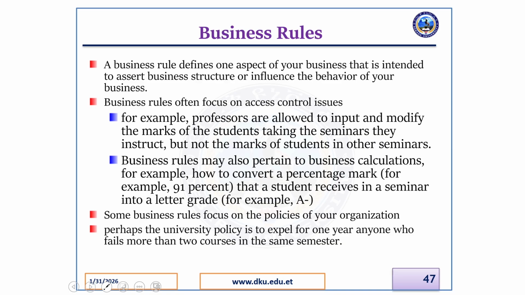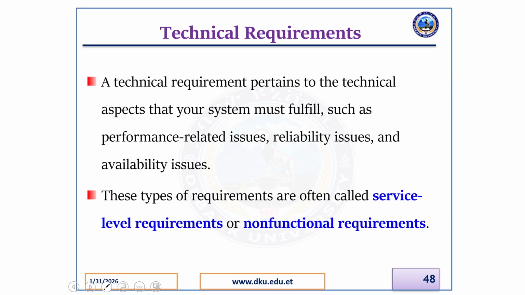Business rules may also pertain to business calculations, for example, how to convert a percentage mark, for example 91% that a student receives in a seminar, into a letter grade, for example A- or A+. Some business rules focus on the policies of your organization. Perhaps the university policy is to expel for 1 year anyone who fails more than 2 courses in the same semester.